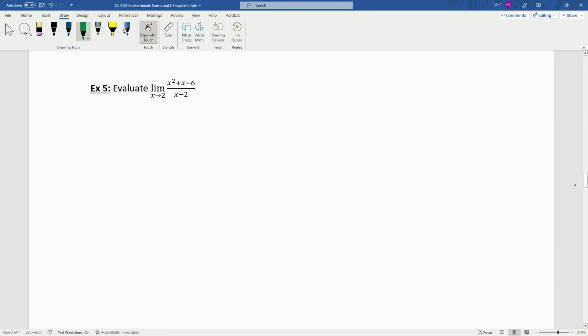Okay, let's go ahead and take a look at another example. Example 5 here. Evaluate the limit as x approaches 2 of x squared plus x minus 6 over x minus 2. And I look at this and I go, hey, plug in 2 in the top and bottom, I get 0 divided by 0. That's indeterminate form. And you could use L'Hopital's rule here, but it's really silly to use L'Hopital's rule for a problem like this. This factors to x minus 2 times x plus 3. x minus 2 cancels. Now I can just plug in, that's 5.